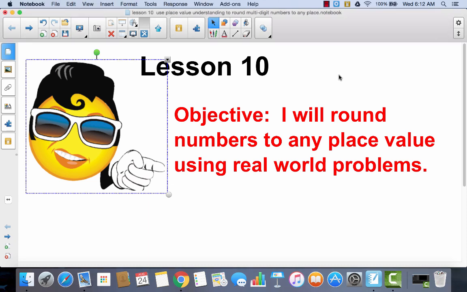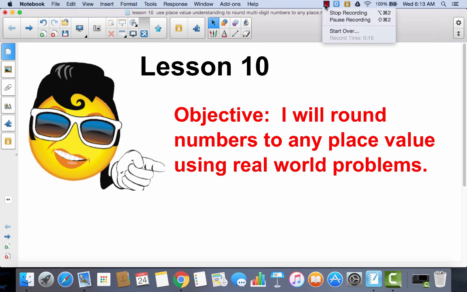Lesson 10, I will round numbers to any place value using real-world number problems. So today we're going to be talking about rounding numbers to any place value. In your Zern lesson, you were using rounding to solve some real-world problems about the White House and about school. Well, in this lesson, we're going to do a little bit of that too, but before we get to the real-world application problems, we're going to practice rounding some numbers without using the vertical number line.